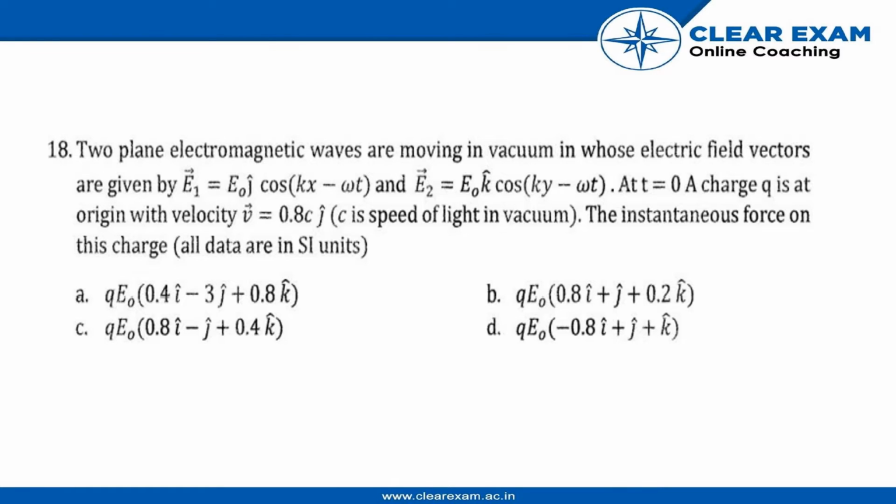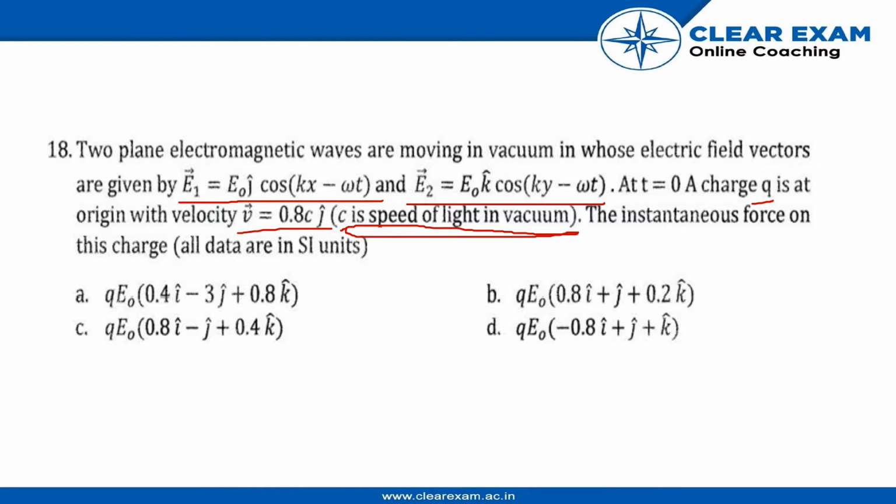So in this question, we've been given that two plane electromagnetic waves are moving in vacuum, whose electric field vectors are given by E1 vector and E2 vector. Now at t is equal to 0, a charge q is at origin with velocity 0.8 cj, where c is the speed of light in vacuum.